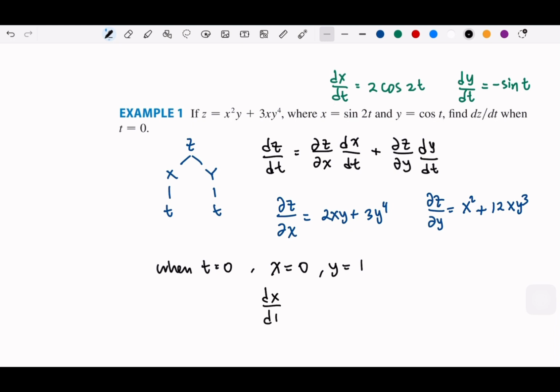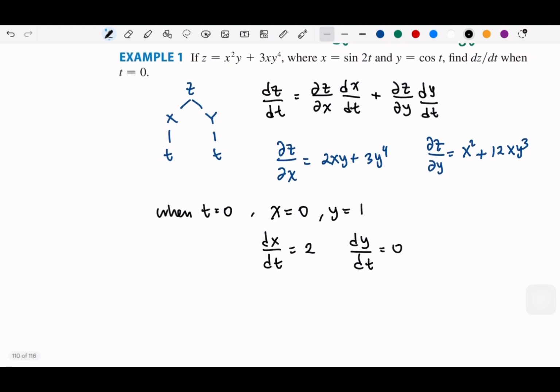And dx/dt will be cosine 0, which is 1, so it's 2. And then dy/dt is 0. And then we can plug in everything. Or if you want, because we now have x = 0 and y = 1, we can also plug into the partial z partial x.